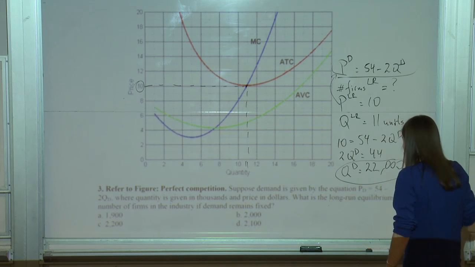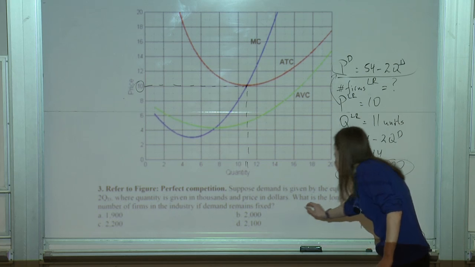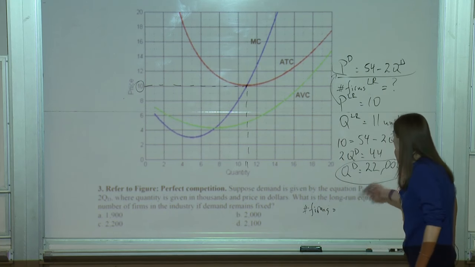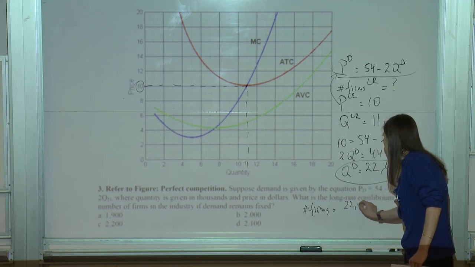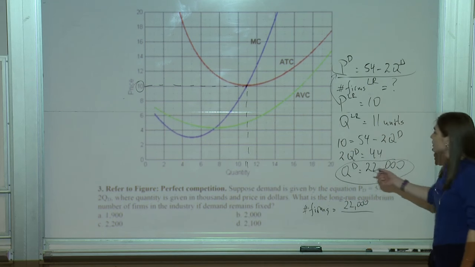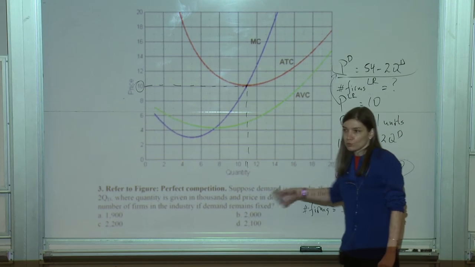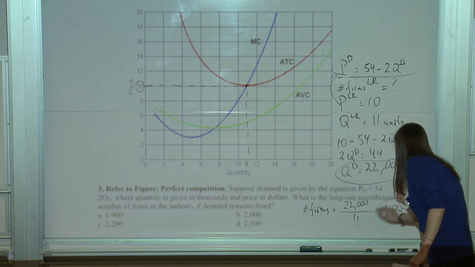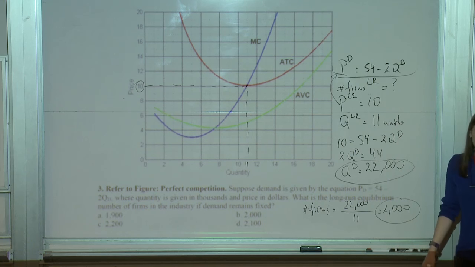Right? That's all there is to it. So the number of firms in the long run would be the quantity demanded in the long run, which is 22,000, divided by what each firm individually is going to produce in the long run, which is 11. So now I'm going to have 2,000 firms. All right, any questions?